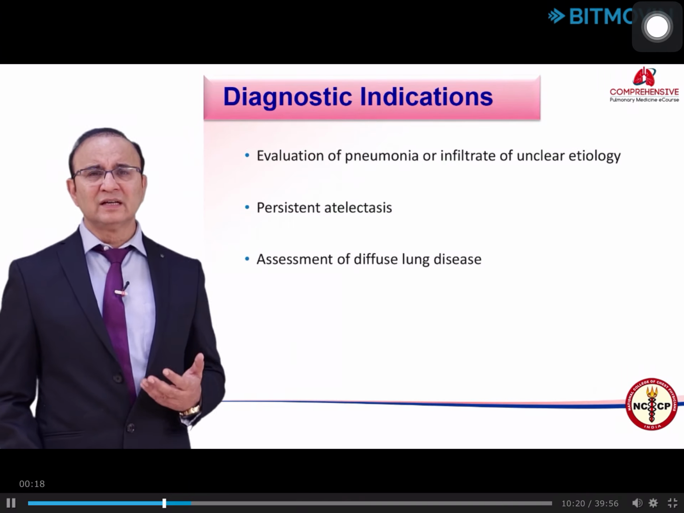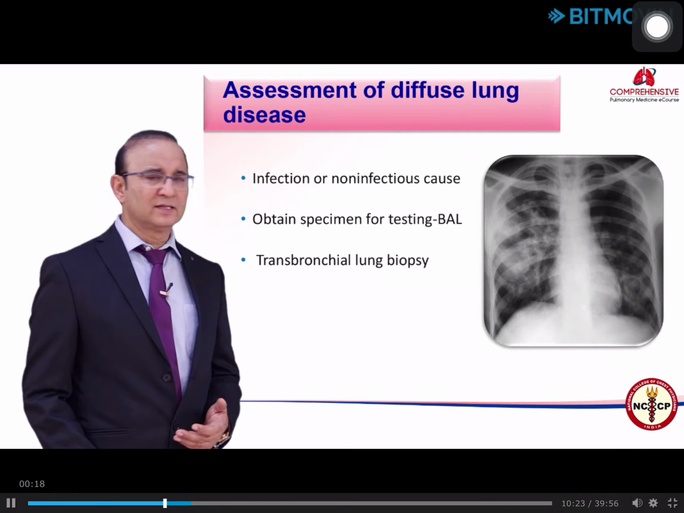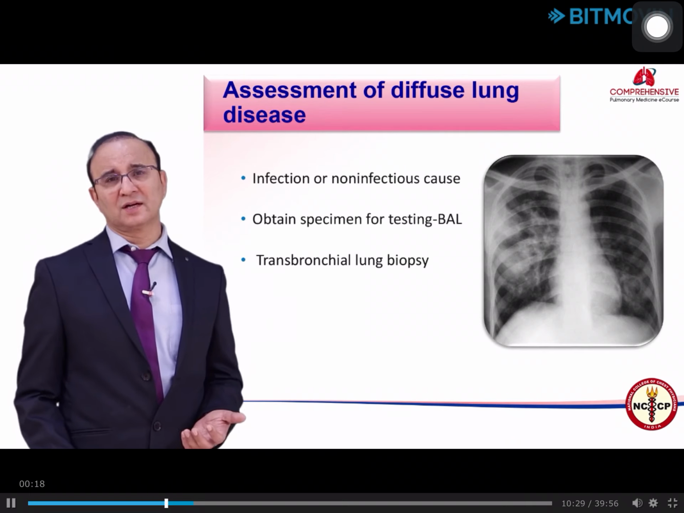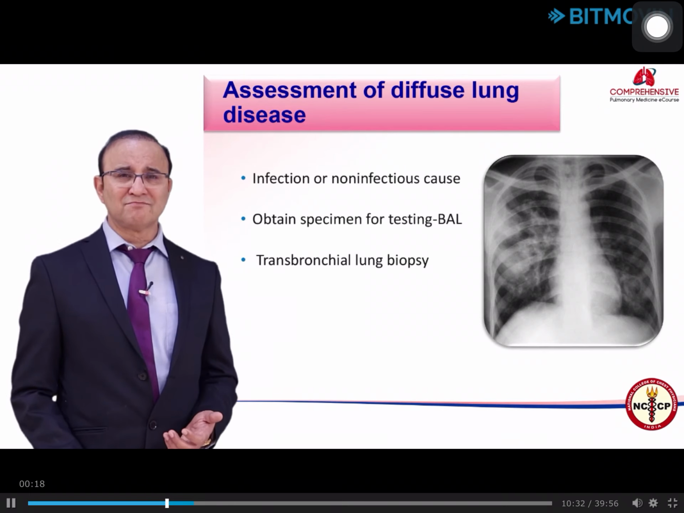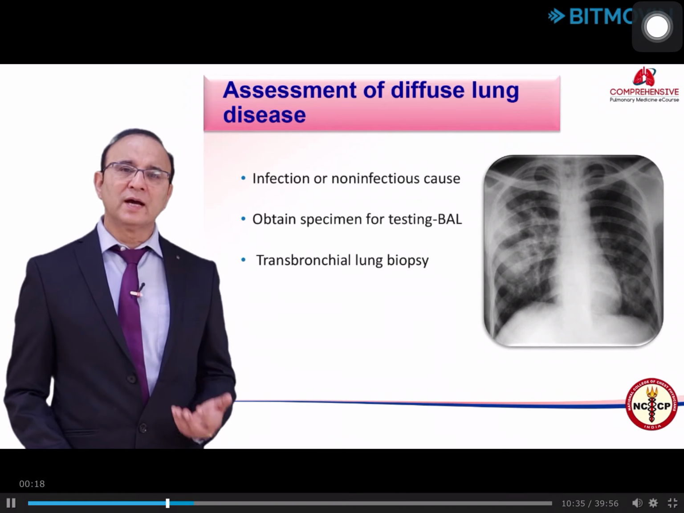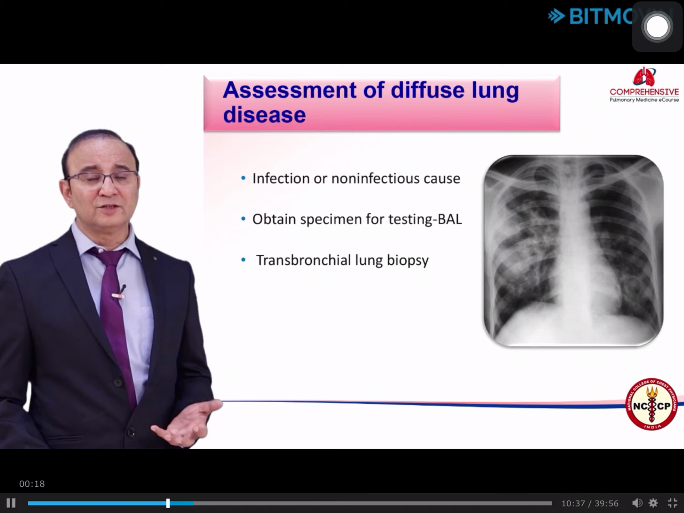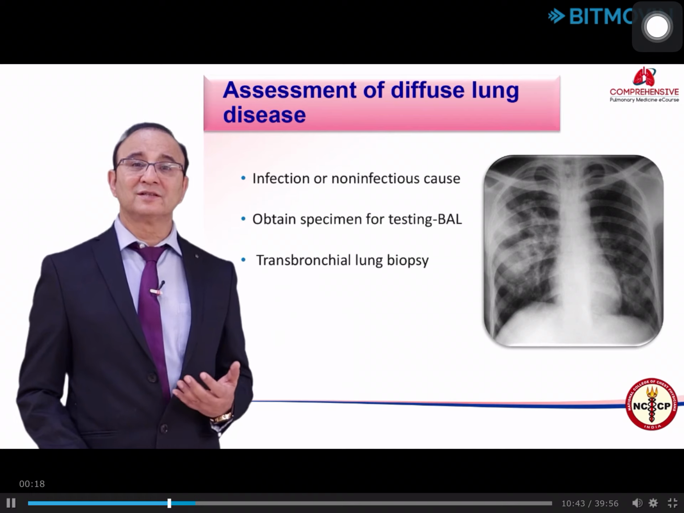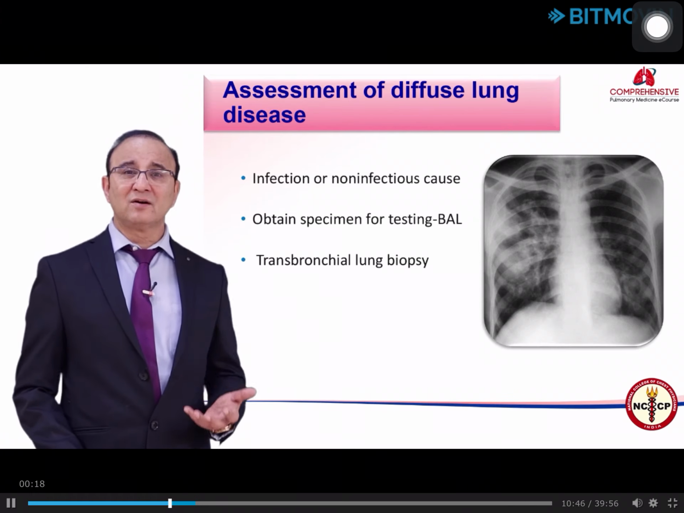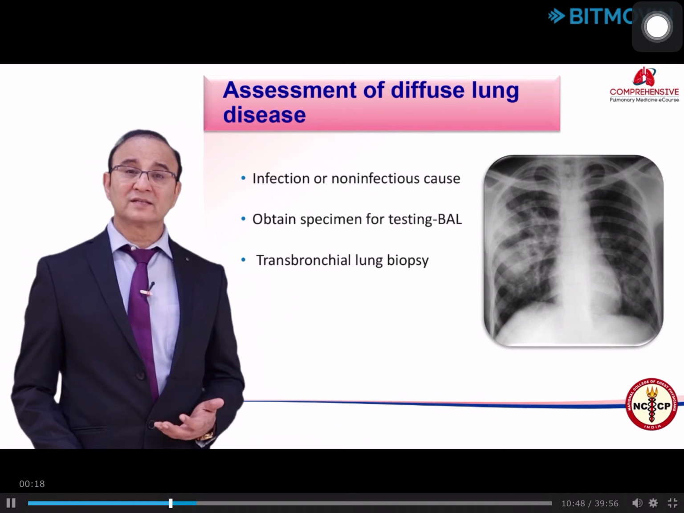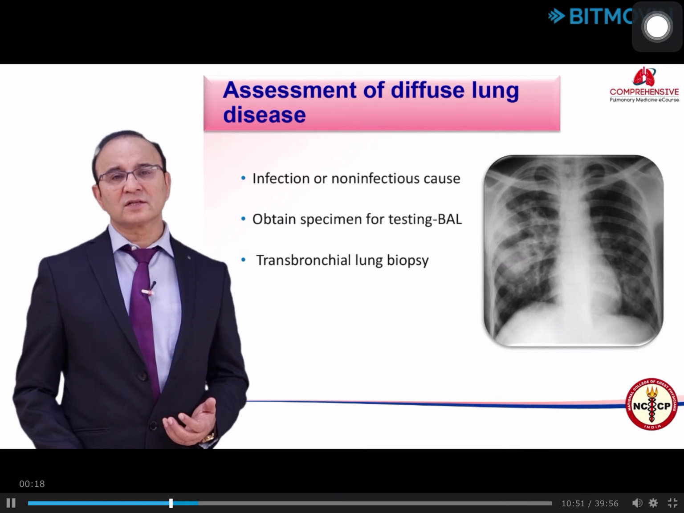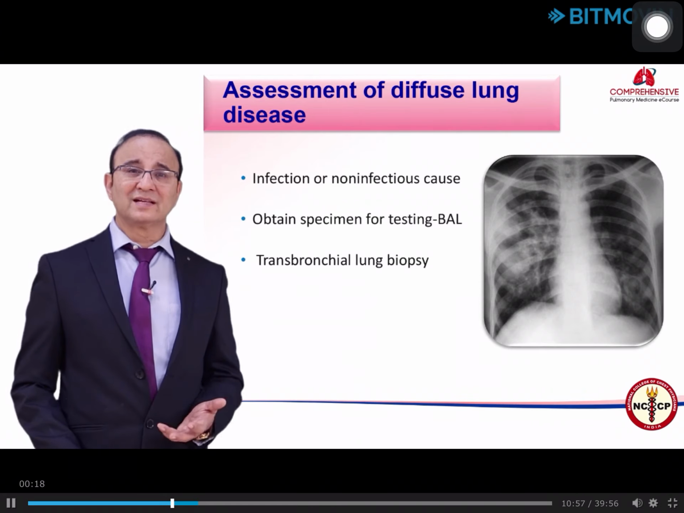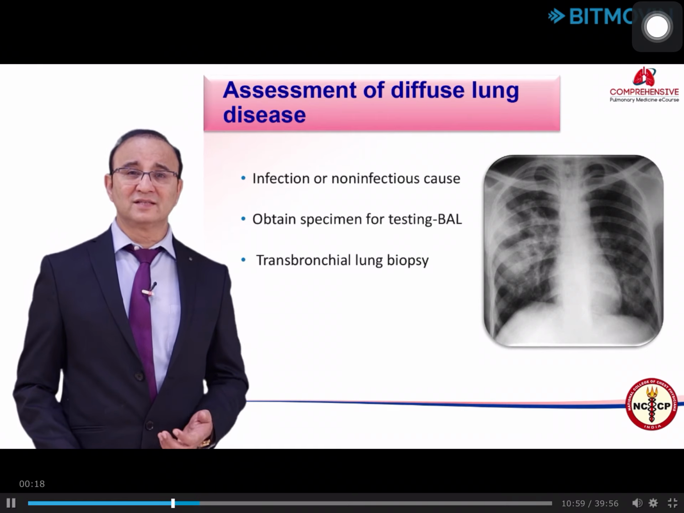Then the third is assessment of diffuse lung diseases. It is very common nowadays to see people suffering from a variety of diffuse lung diseases. It is a very large number, and many times it is not possible to diagnose the exact type of etiology you are dealing with. Bronchoscopy can help you differentiate whether it is infectious or non-infectious by taking samples, which can be sent for various tests, and you can also do a transbronchial lung biopsy to diagnose what kind of diffuse lung disease the patient has.